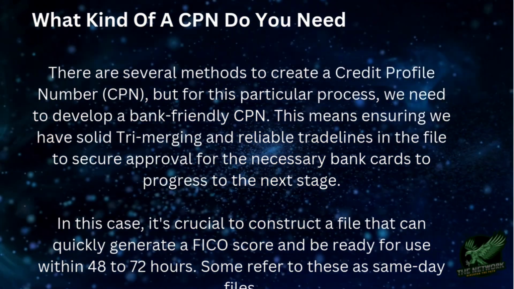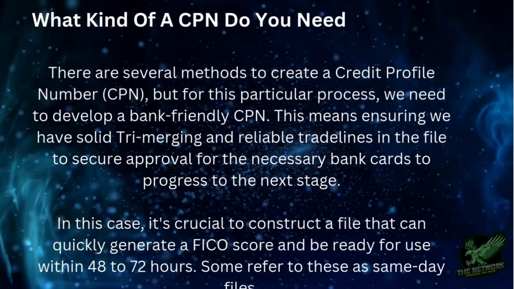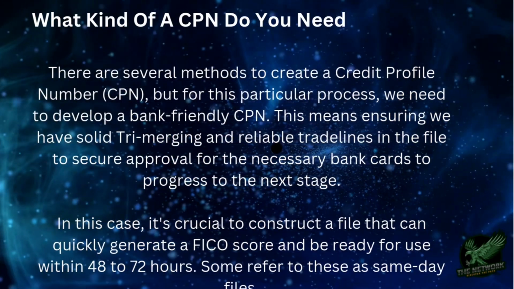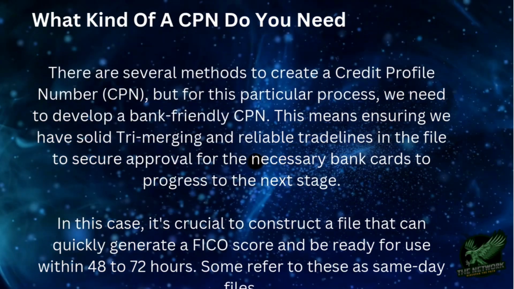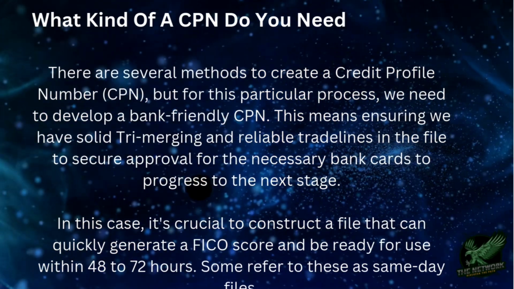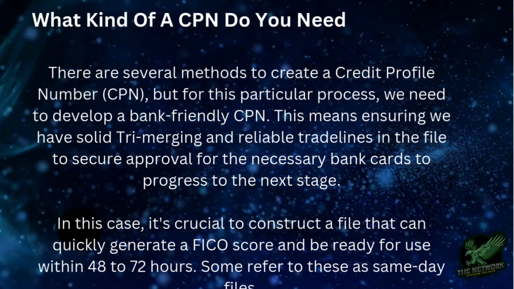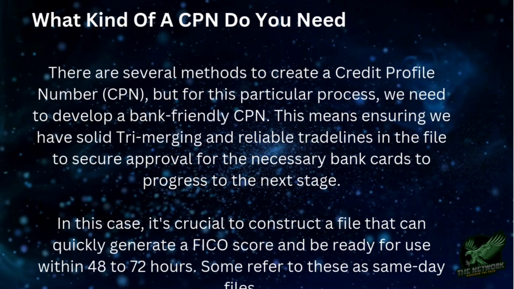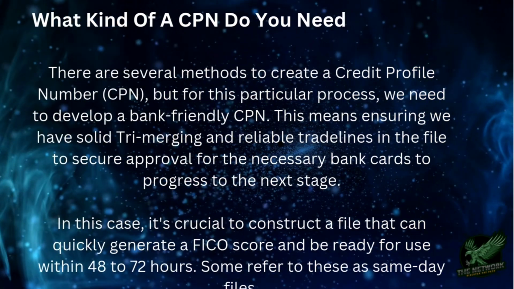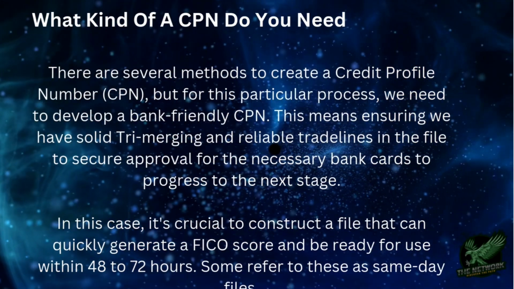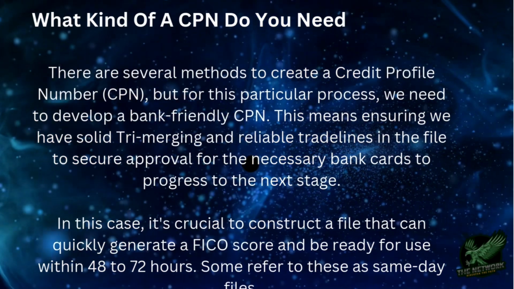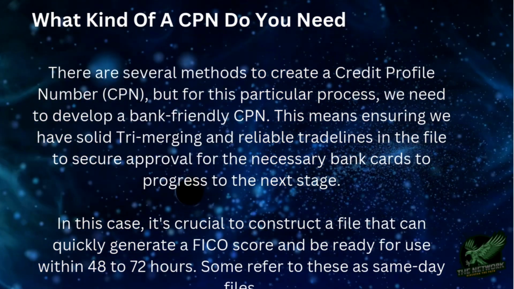So in this case, it's crucial to construct a file that can quickly generate a FICO score and be ready for use within 48 to 72 hours. Some refer to these files, like I said, as a same-day file. And what this means is basically this file is going to get you a score pretty quickly. And that FICO score is important because a FICO score is a little bit more important than an actual average credit score or what those Credit Karma give you. Those aren't actual FICO scores.